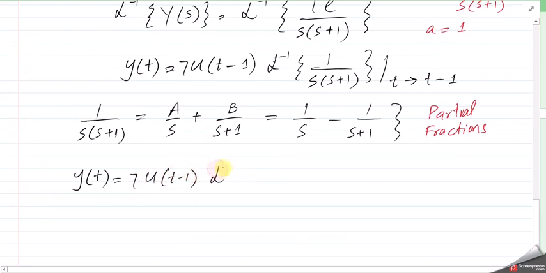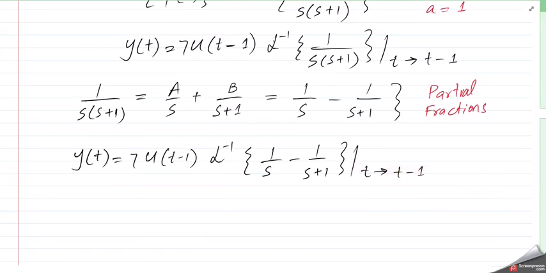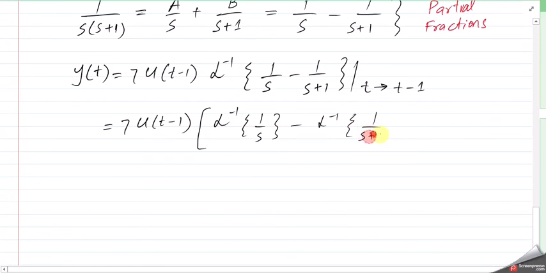After this step, our question becomes y(t) equals 7 times u(t minus 1). Remember that it is still there. Laplace inverse of 1 over s minus 1 over s plus 1. Now we can split the Laplace over this one and this one, because there is a minus in between. Also, we must remember that we have to shift t to t minus 1. So this is equal to 7, we have to write it every time, and now we'll put a big bracket. Laplace inverse 1 over s minus Laplace inverse 1 over s plus 1.